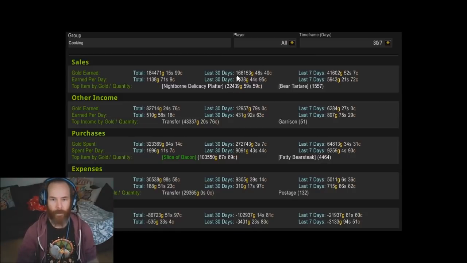As you can see here, we've made 166,000 in sales. The problem being our purchases have been up at 272,000. So when there's less purchases relative to the amount of sales, then we'll see some decent profits with cooking.